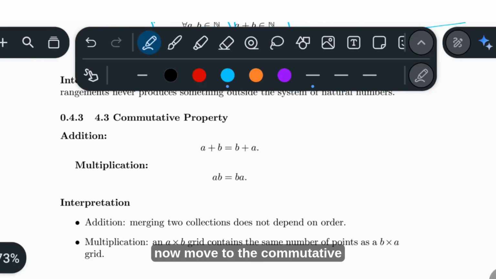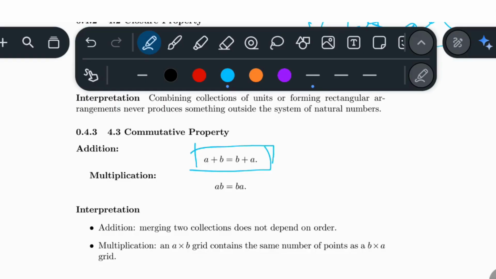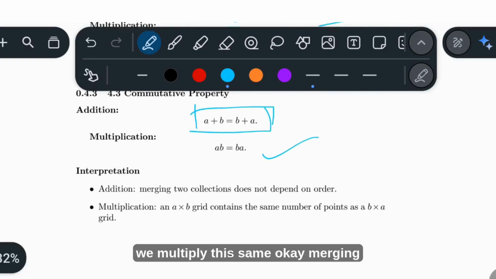Simple. Now move to the commutative property. It means that order doesn't matter. However you add two quantities, the result remains the same, and however you multiply them, it's the same.